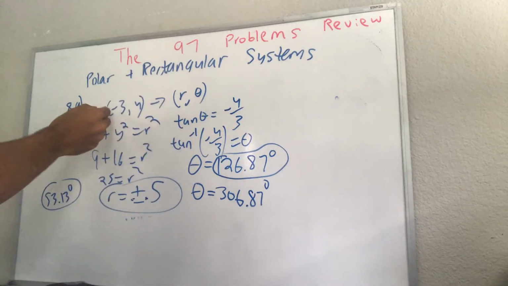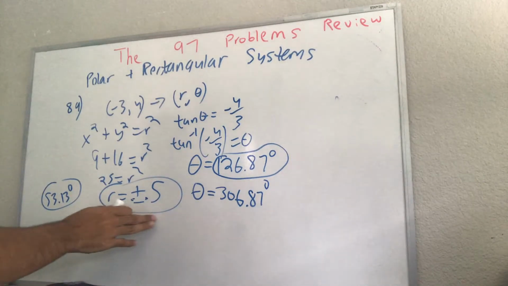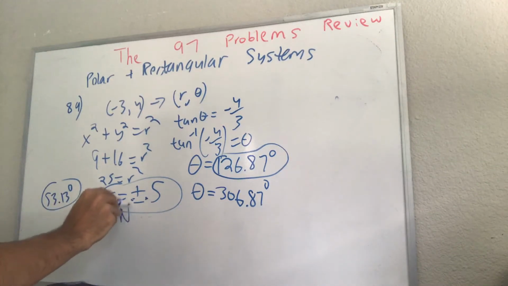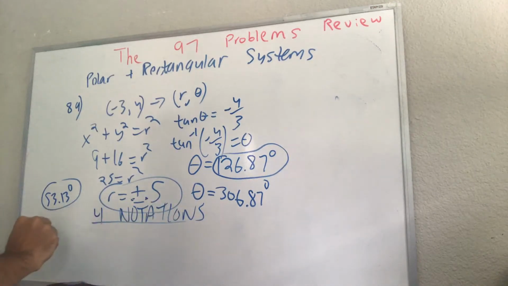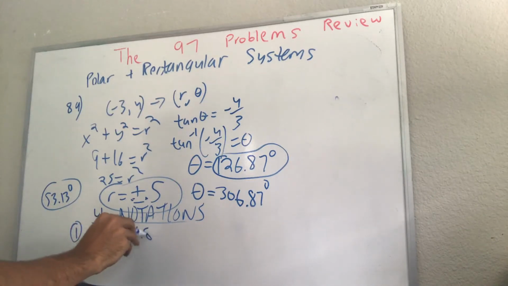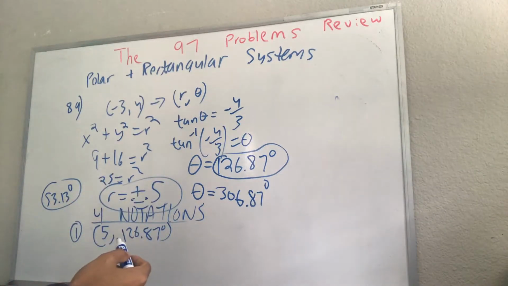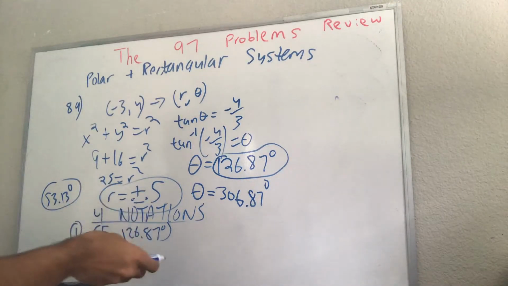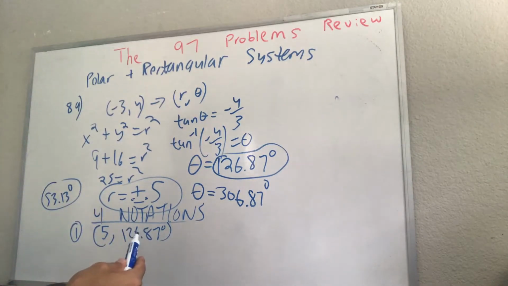However, we know that our coordinate point is still -3, 4. Your teacher may or may not ask you, but it's always good to understand this conceptually. There are four notations. Your first notation would be 5, 126.87 degrees. That's your first form, because you know your radius is 5, comma 126.87 degrees. You're moving towards that angle of 126.87 degrees because you know your coordinate point x, y is in the second quadrant.